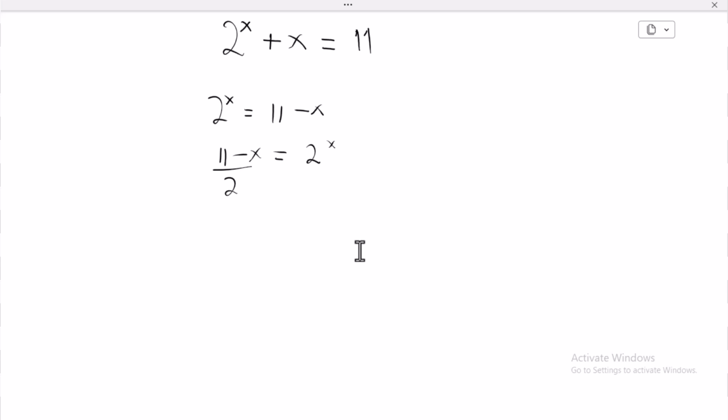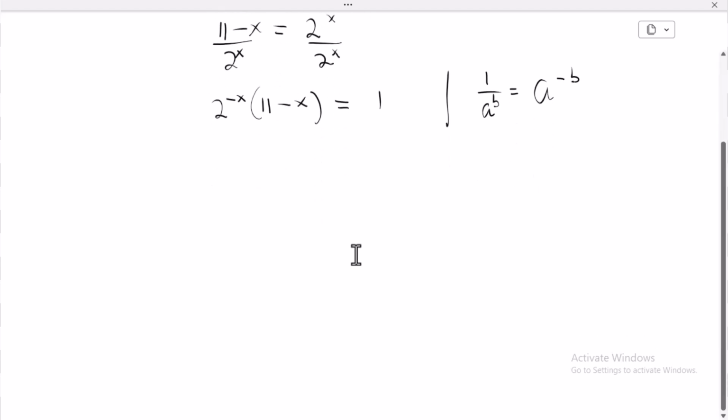I divide both sides by 2 to the power x. When I do that, I'm going to have 2 to the power negative x multiplying 11 minus x to be equal to 1. Now, the identity we use over here is when you have 1 over a to the power b, it can be written as a to the power negative b.